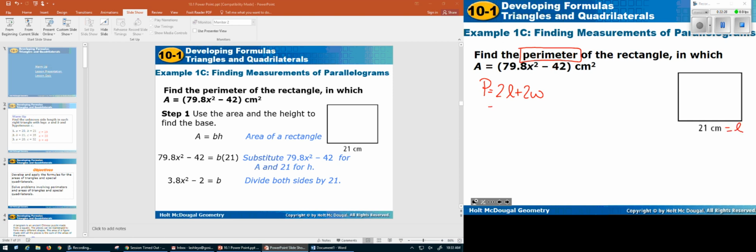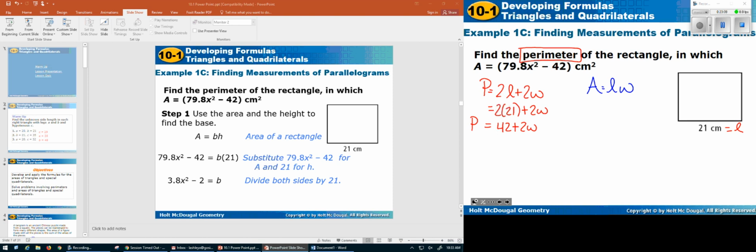So let's go ahead and plug it in. So 2 times 21 plus 2 times W. What's 2 times 21? 42 plus 2 times W, and then we're stuck, right? Because we need to figure out what the W is. So we go back to the problem, and what do they give us? The area. So we need to use that formula. What's our area formula? Base times height. They give us, and I'm going to stick with length times width here instead of base times height just to be consistent since we used length and width in the perimeter. Okay? So area equals length times width.